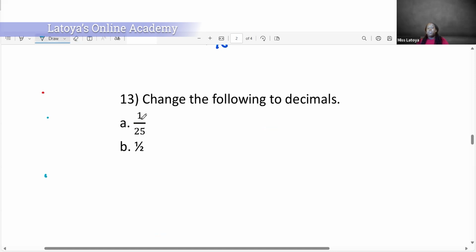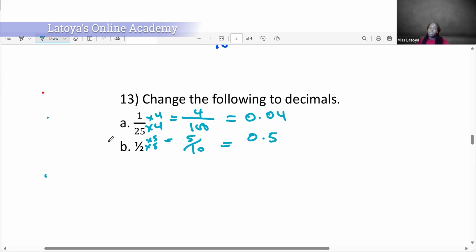If I want to convert 1/25 to a decimal, I know I can multiply this fraction by 4 and I will get a denominator of 100. I will get 4 hundredths, and for 4 hundredths, the 4 simply needs to be in the hundredths place. So I am getting 0.04. I have a half. I know I can multiply this fraction by 5 to get a denominator of 10. 5 tenths can simply be written with the 5 in the tenths place.